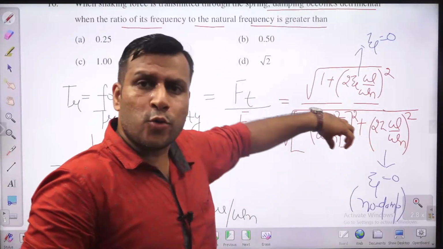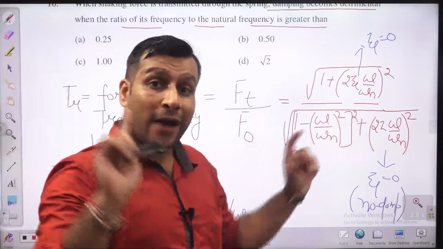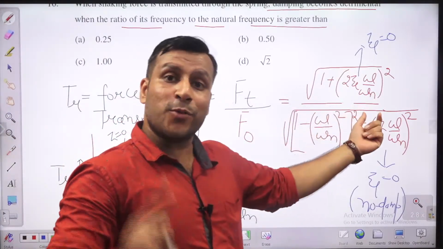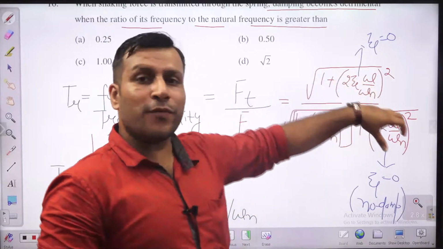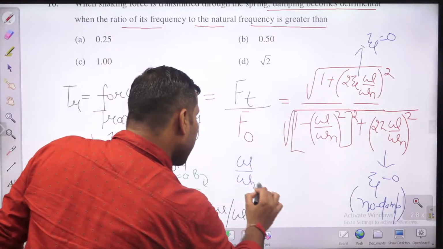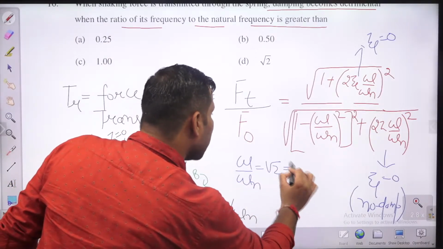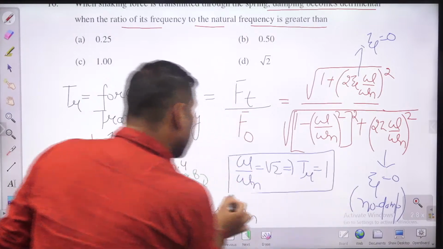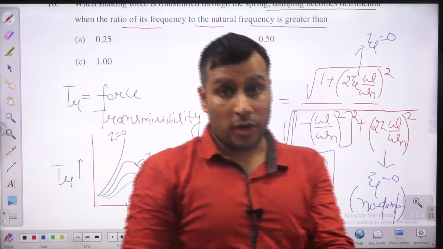So if this is under root 2, what is under root 2 square? You will have 2, that is 1 minus 2, that is minus 1. So minus 1 square, you will get 1. Further under root of 1, that is 1. So if omega by omega n is equal to under root 2, the transmissibility will become 1. So whatever is the unbalanced force, that entirely will be transmitted to the foundation.